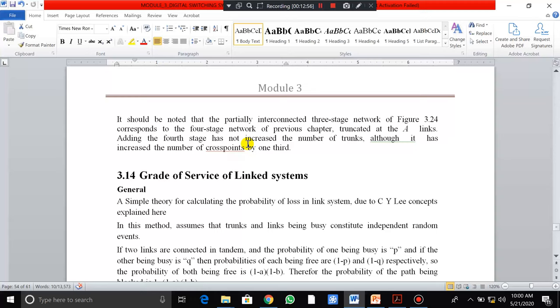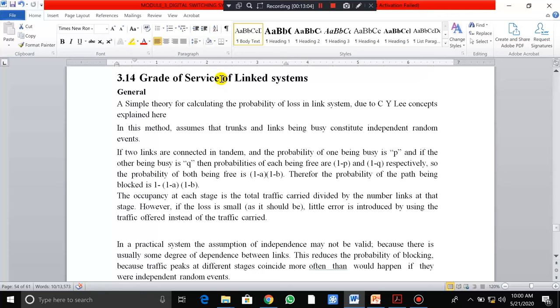Okay, the next topic is grade of service of link systems. It is very important. A simple theory for calculating the probability of loss in the link system is due to C. Lee's concept, which is explained in grade of service. In this method, we assume that the trunks and the links being busy constitute independent random events. That means we are going to assume that the trunks and links which are busy at a particular instant of time are independent random events.